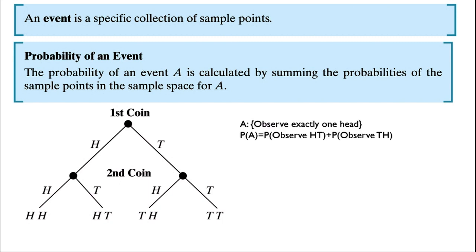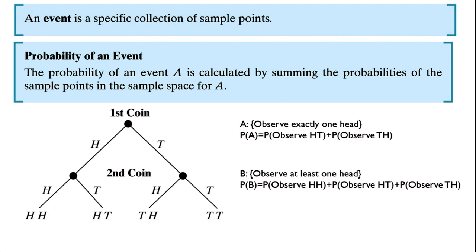If you consider the event A, observe exactly one head, then event A contains the sample points HT and TH. If you consider event B, observe at least one head, event B contains the sample points HH, HT, and TH.